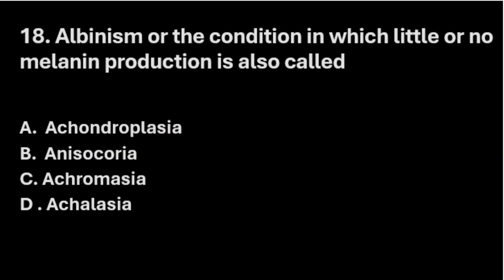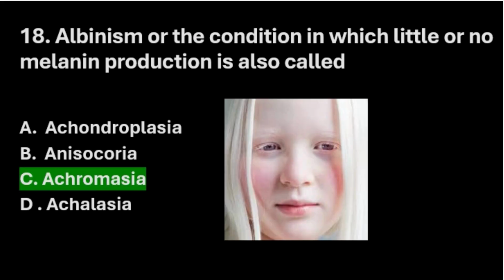Next question. Albinism, or the condition in which there is little or no melanin production, is also called option A, achondroplasia, option B, anisocoria, option C, achromasia, and option D, achalasia. The right answer here is option C, achromasia. Achromasia is the other name for albinism, which is little or no melanin production.